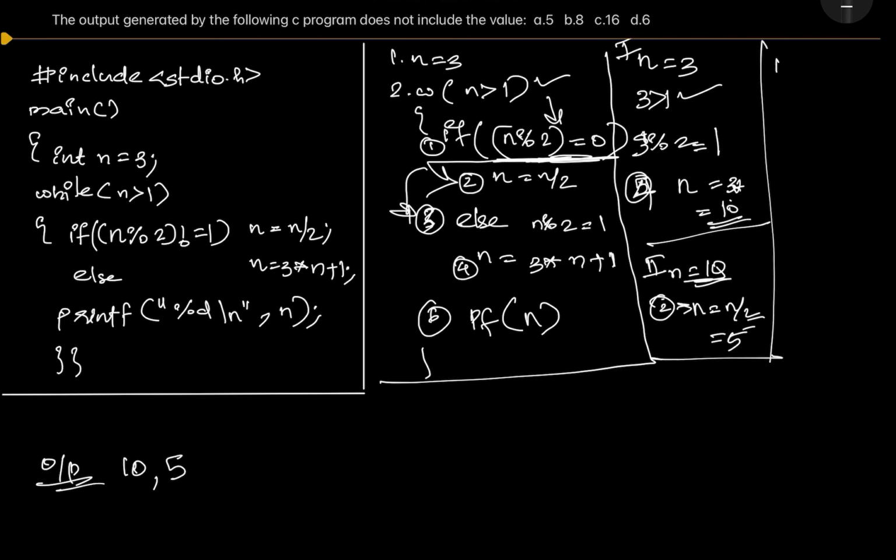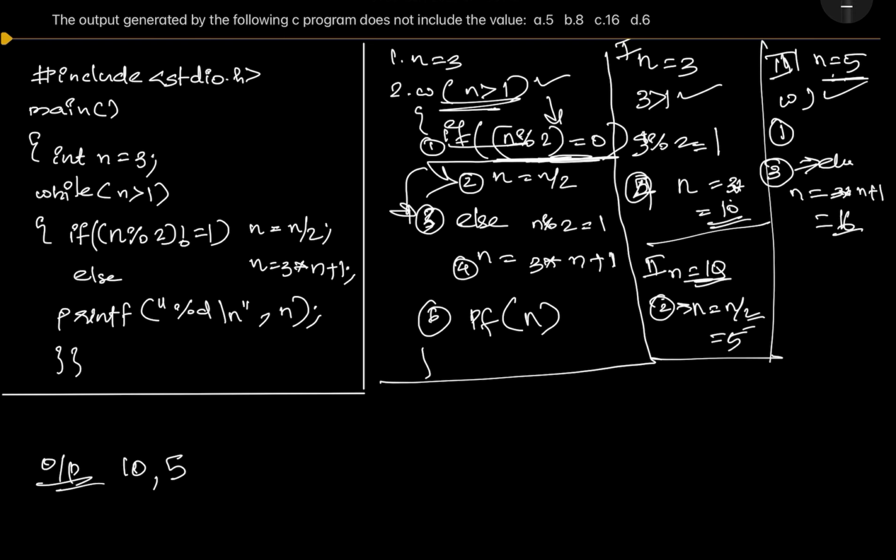In the third iteration, n is 5 and n is greater than 1, right? So the while loop runs, and n mod 2 gives remainder 1, since it's an odd number. So the else is executed here, and n will be 3 into n plus 1: 5 into 3 is 15, plus 1, it will be 16. So the next output will be 16.